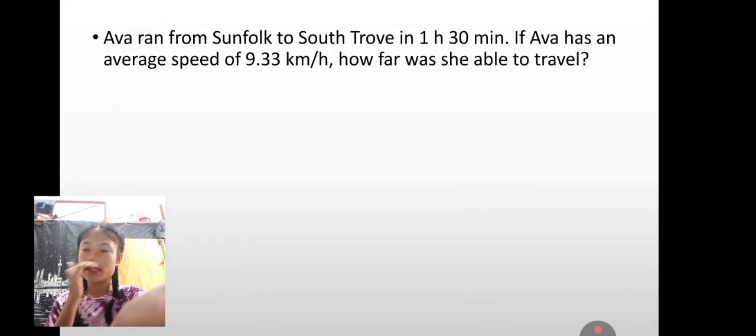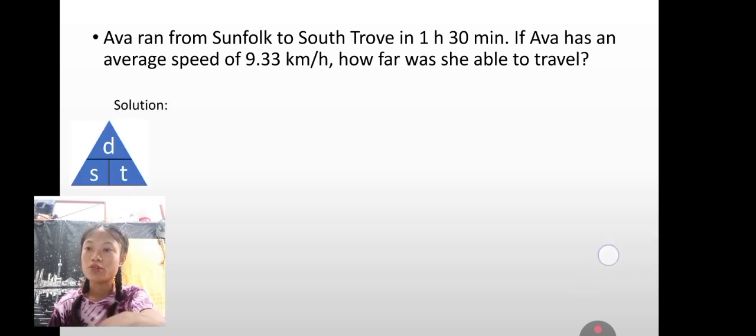Next word problem is Ava ran from Suffolk to South Road in 1 hour and 30 minutes. If Ava has an average speed of 9.33 kilometers per hour, how far was she able to travel? Here are the solutions.